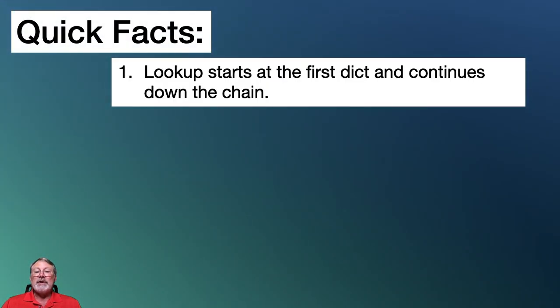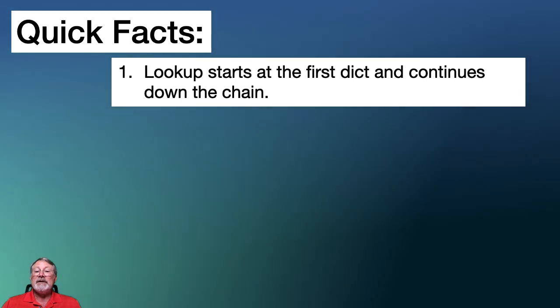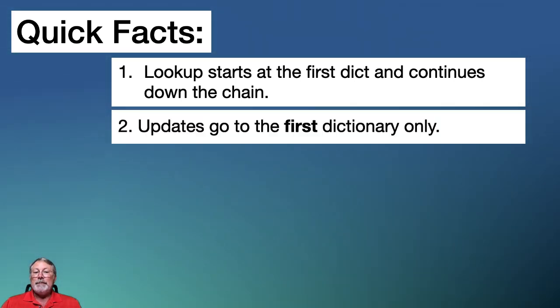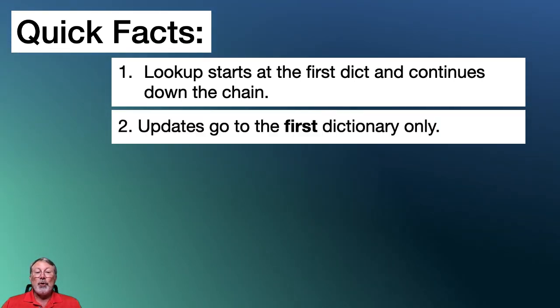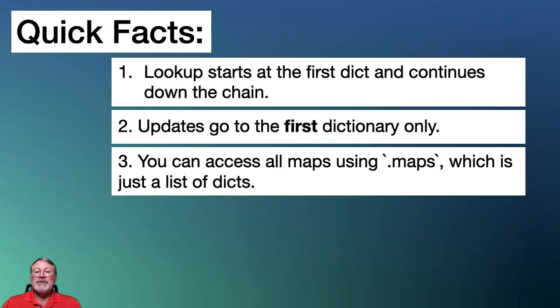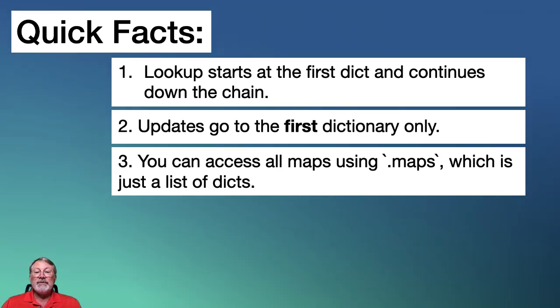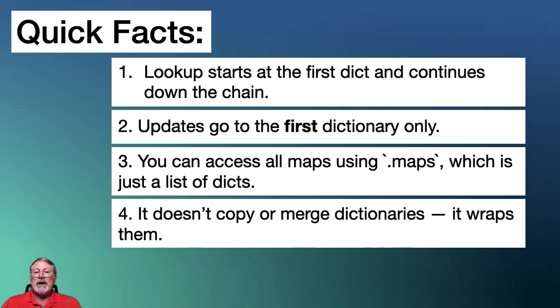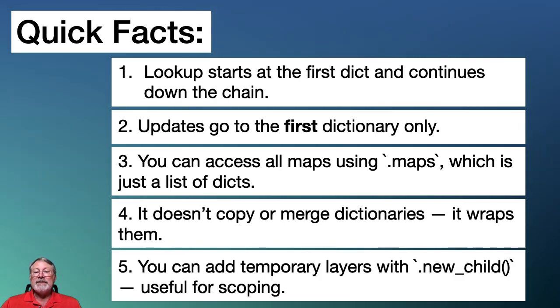Here are some things to keep in mind. Lookup starts at the first dictionary and continues down the chain. Updates go to the first dictionary only. You can access all maps using .maps, which is just a list of dictionaries. It doesn't copy or merge dictionaries, it wraps them. You can add temporary layers with .new_child, useful for scoping.